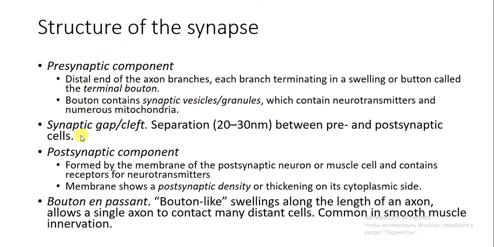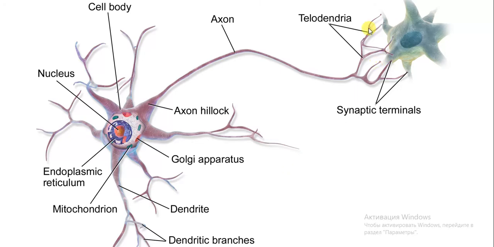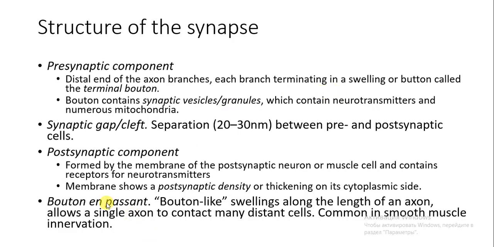Structure of the synapses: we discussed it here. I want to explain one specific type of synapse known as bouton en passant. It's a French name, which says that it's bouton-like swellings along the length of an axon. For example, imagine that these axon terminals are present not only at the end but also in the middle of the axon, and along all the axon we have the synaptic vesicles, synaptic knobs.